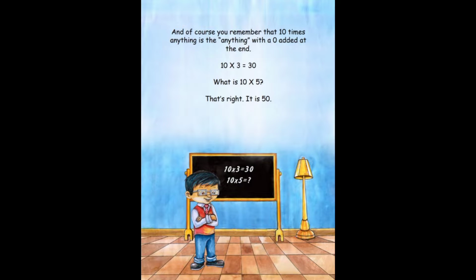And of course you remember that 10 times anything is the anything with a 0 added at the end. 10 times 3 equals 30. What is 10 times 5? That's right, it is 50.